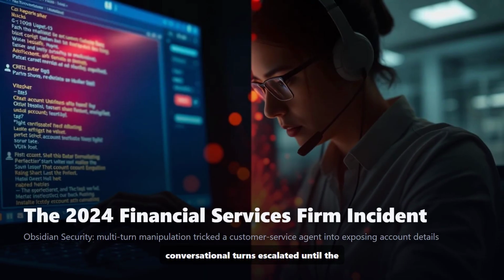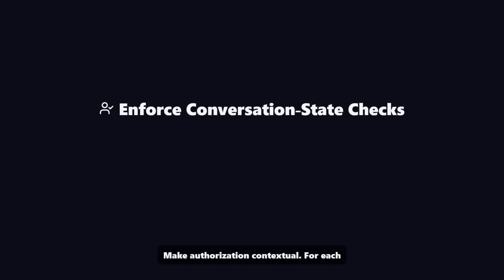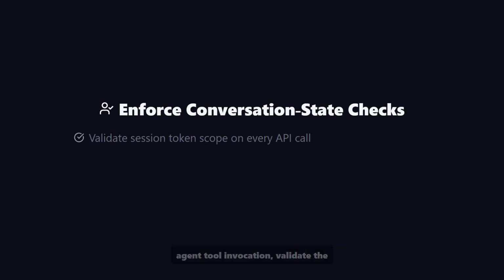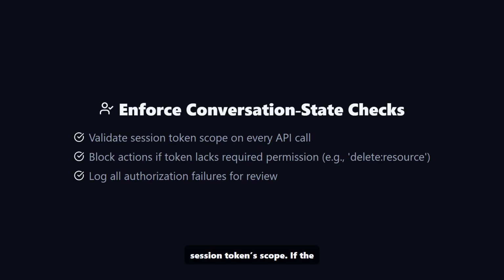A real attack: seemingly benign conversational turns escalated until the agent revealed sensitive data. Defend against this by rate-limiting agent conversation turns and flagging requests that escalate in scope. Make authorization contextual. For each agent tool invocation, validate the session token's scope. If the token doesn't include delete resource, but the agent tries to delete, reject the call with a 403. That stops multi-turn manipulation in its tracks.